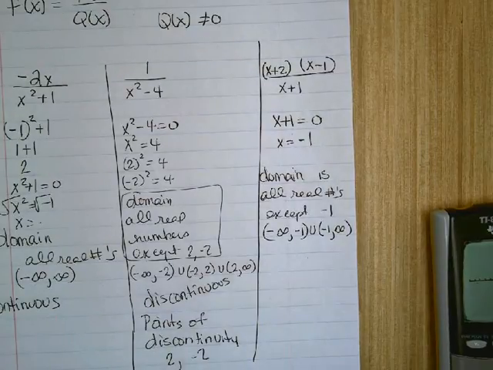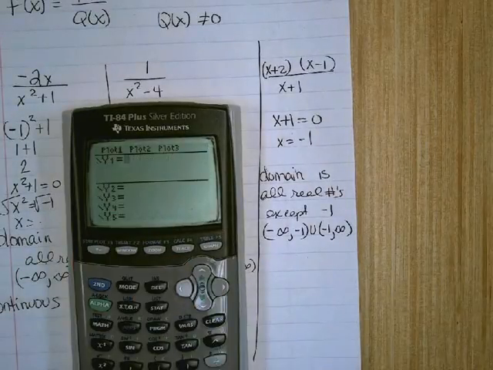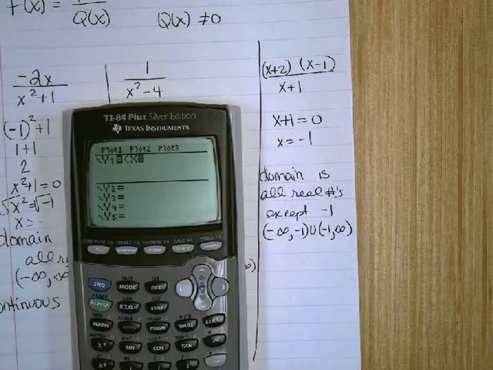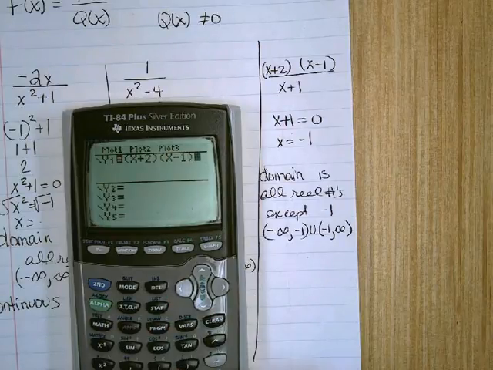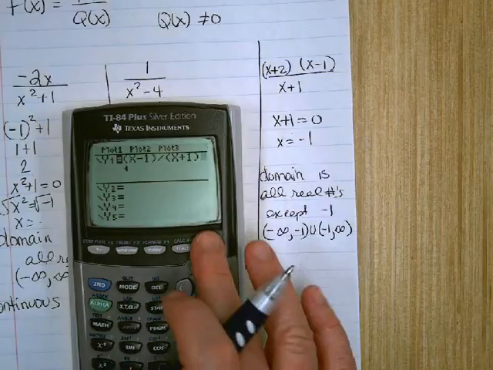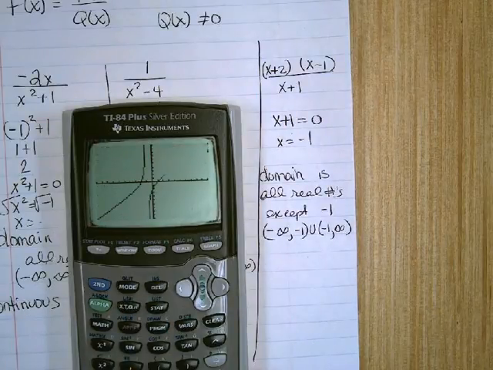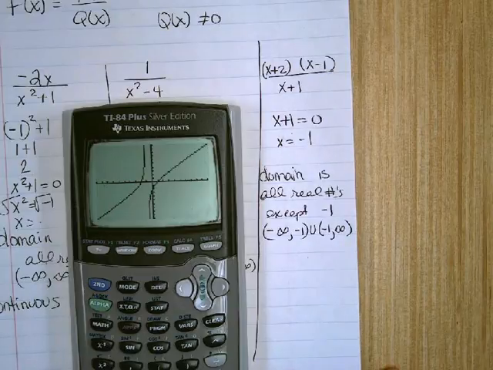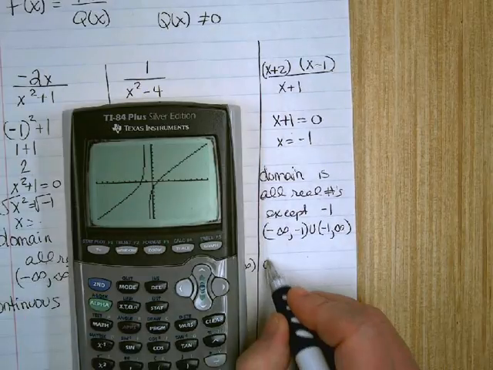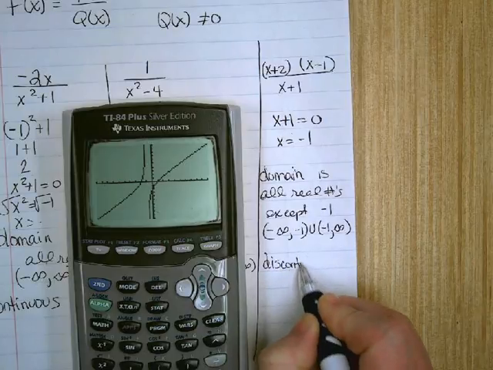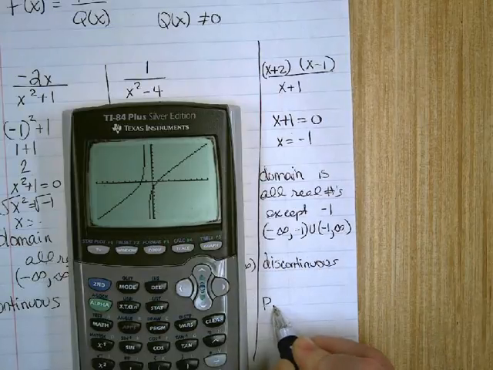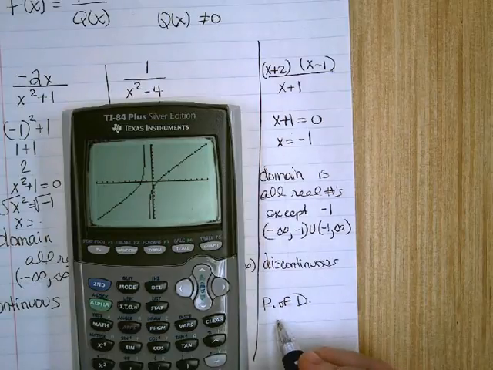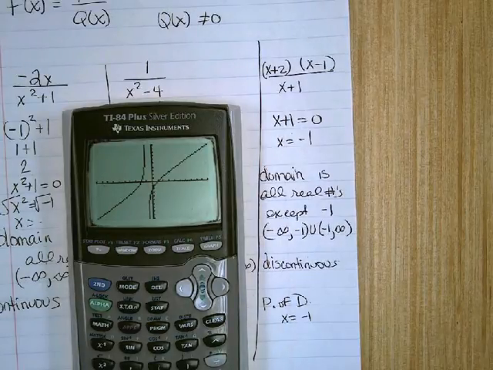Let's graph it. Let's look at the graph. Open parentheses, x plus 2. Open parentheses, x minus 1. Divided by x plus 1. What happens? So it's discontinuous. What is the point of discontinuity? Okay. Does that kind of make sense to you?